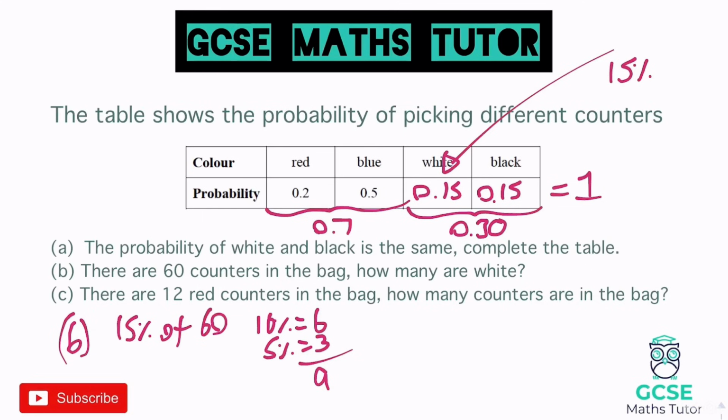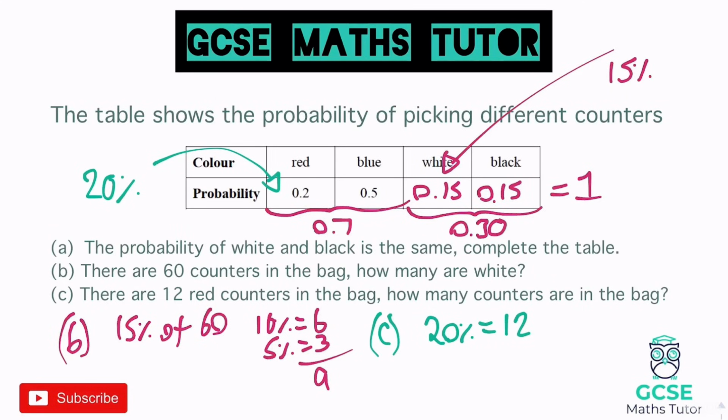Now part C here, you won't be given this at the same time as question B, because we already know that there are 60 counters in the bag, but it says that there are 12 red counters, and how many counters are now in the bag. So if we imagine this is a completely different question now, it's saying that red counters here, which is 20%, is now 12 counters. So all that's actually saying is 20% equals 12 counters.